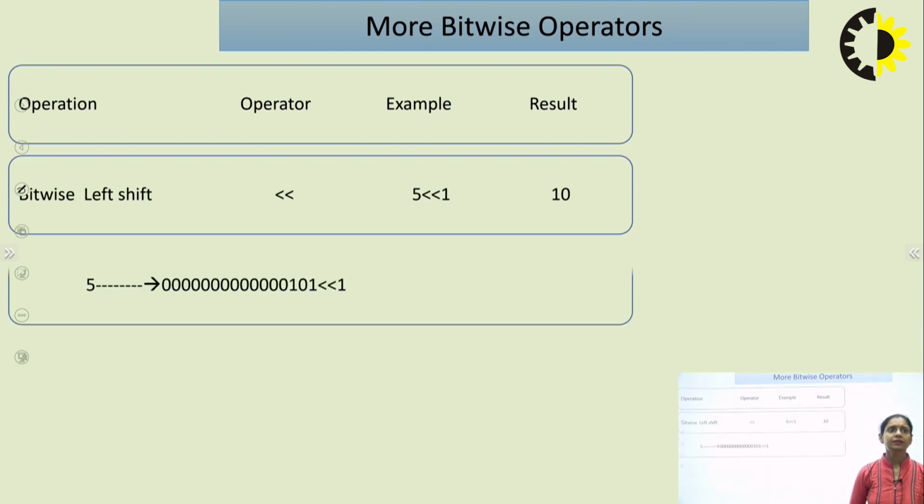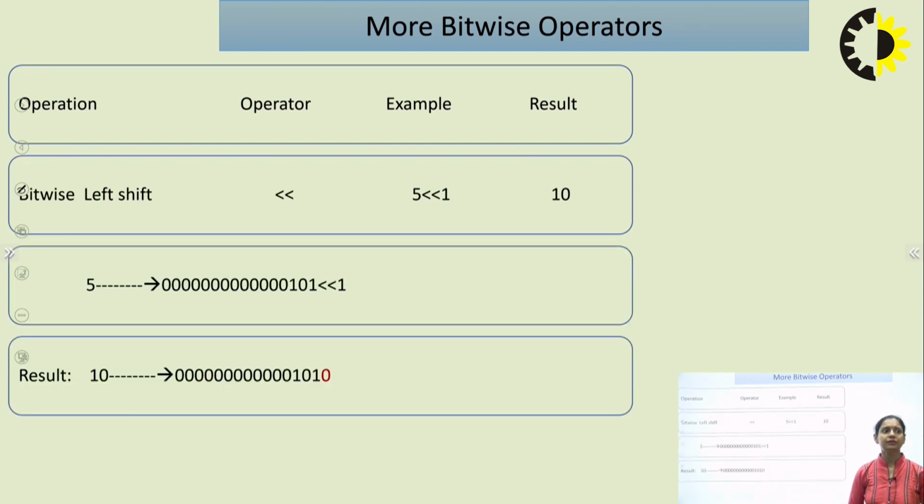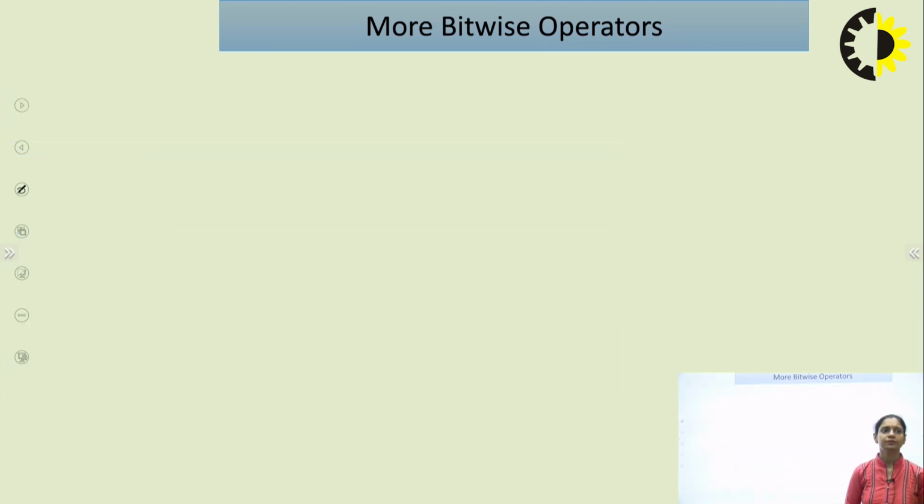The next bitwise operator that we have is bitwise left shift. So if we look here, it says bitwise left shift by 1. The binary representation of 5 is 101. We shift the bits 1 place towards the left and we embed an extra 0 towards the right. This 1010 is the binary representation of 10 and hence the result is 10 in decimal form.